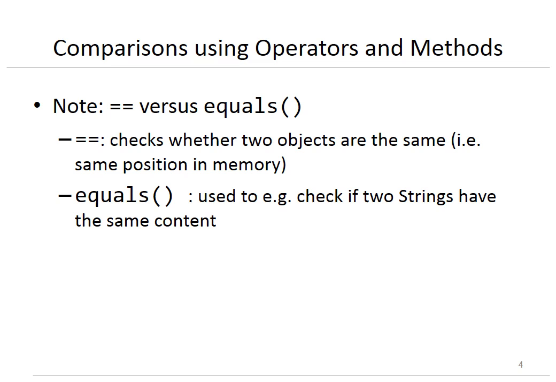Very important to note here is the difference between the double equals operator and the equals method. The double equals operator will check whether 2 objects are the same. In other words, whether they have the same position in memory. The equals method can be used to check whether 2 strings or arrays have the same content. It can thus be that 2 strings have the same content but are different objects and thus located at different positions in memory.